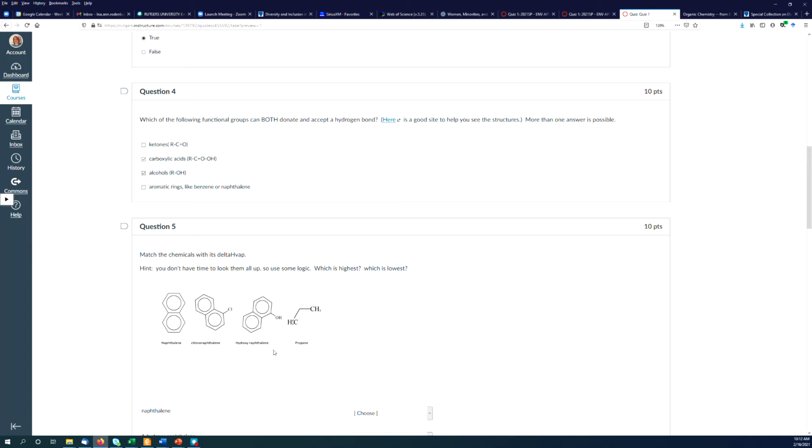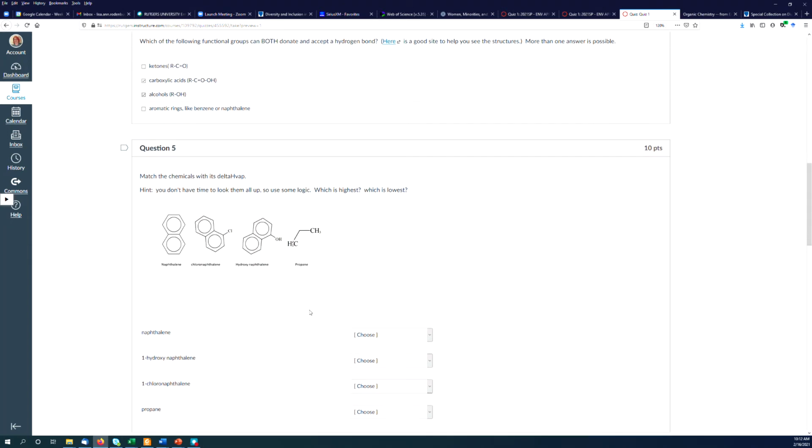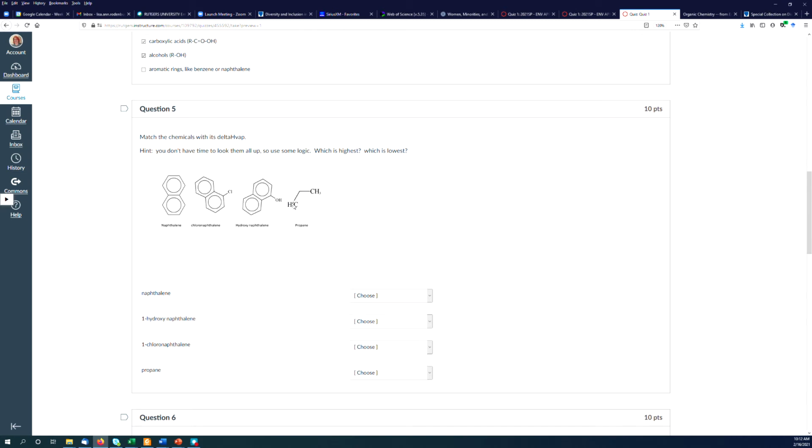On this question, you were asked to think about delta H of vaporization, and I gave you the hint here. Let's think about which of these chemicals has the highest delta H of vaporization and which one has the lowest. Propane is the smallest in terms of molecular weight, which means it has the lowest van der Waals forces. It has zero polarity, and it has zero ability to hydrogen bond. So it's definitely going to have the lowest. So that's the 16 kilojoules per mole.